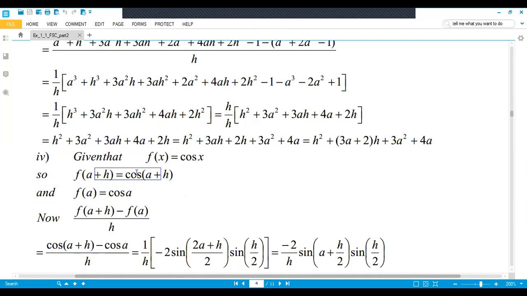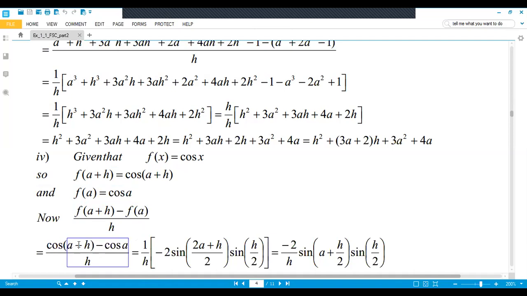So in place of x, you have to put a plus h. So f of a plus h is equal to cos of a plus h. In place of x, again you put f of a. So in place of x, you put cos a. This you are going to find, f of a plus h minus f of a divided by h. So in this, we put these values which we already found, cos a plus h minus cos a divided by h. So 1 over h as it is.